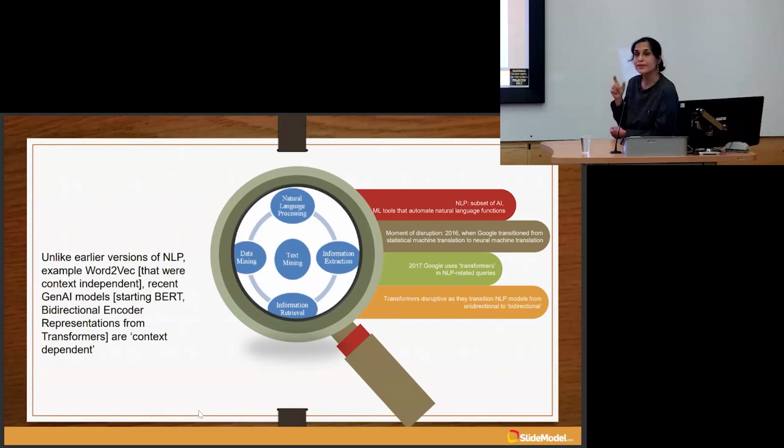Now, transformers became disruptive, and this is where the copyright or IP issue comes into the picture, because they transformed the very functioning of the NLP models. Before, the NLP models were unidirectional. Unidirectional means that they could read either left to right or right to left, and therefore they could not draw patterns and correlations between different sentences, as an example.